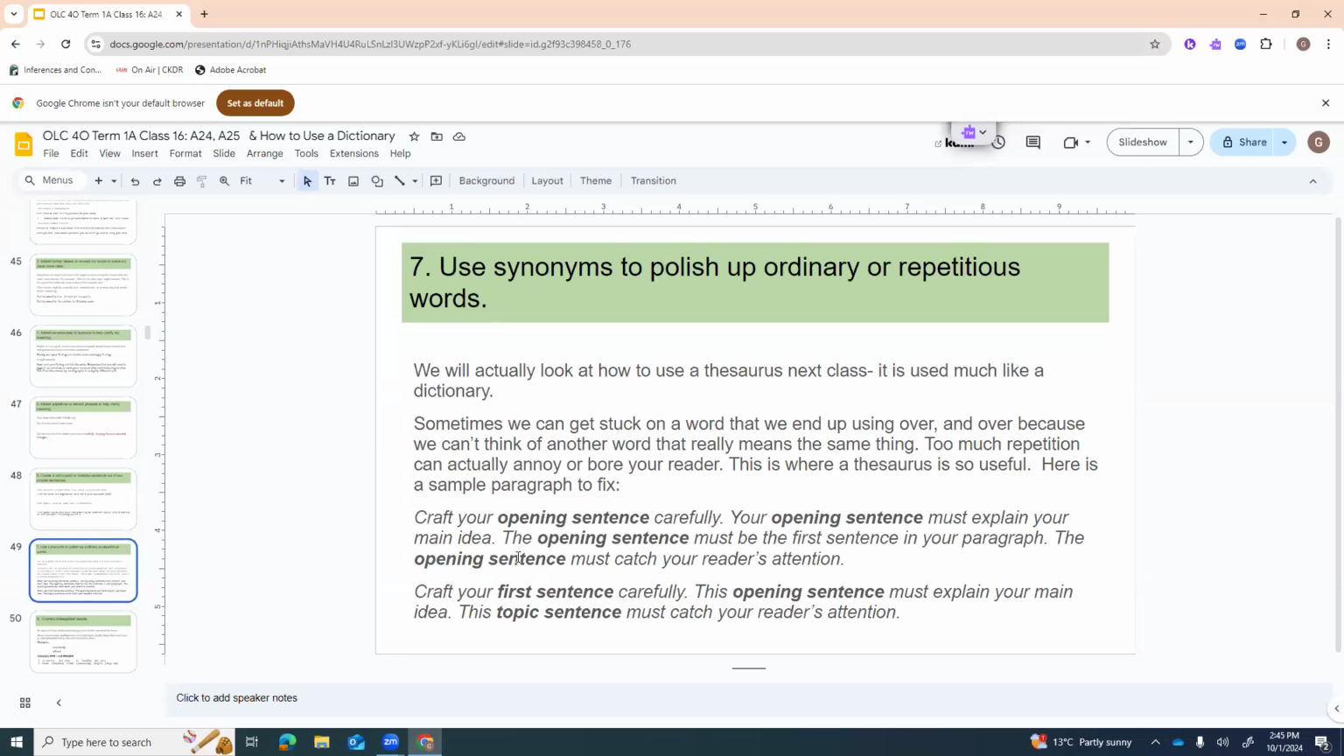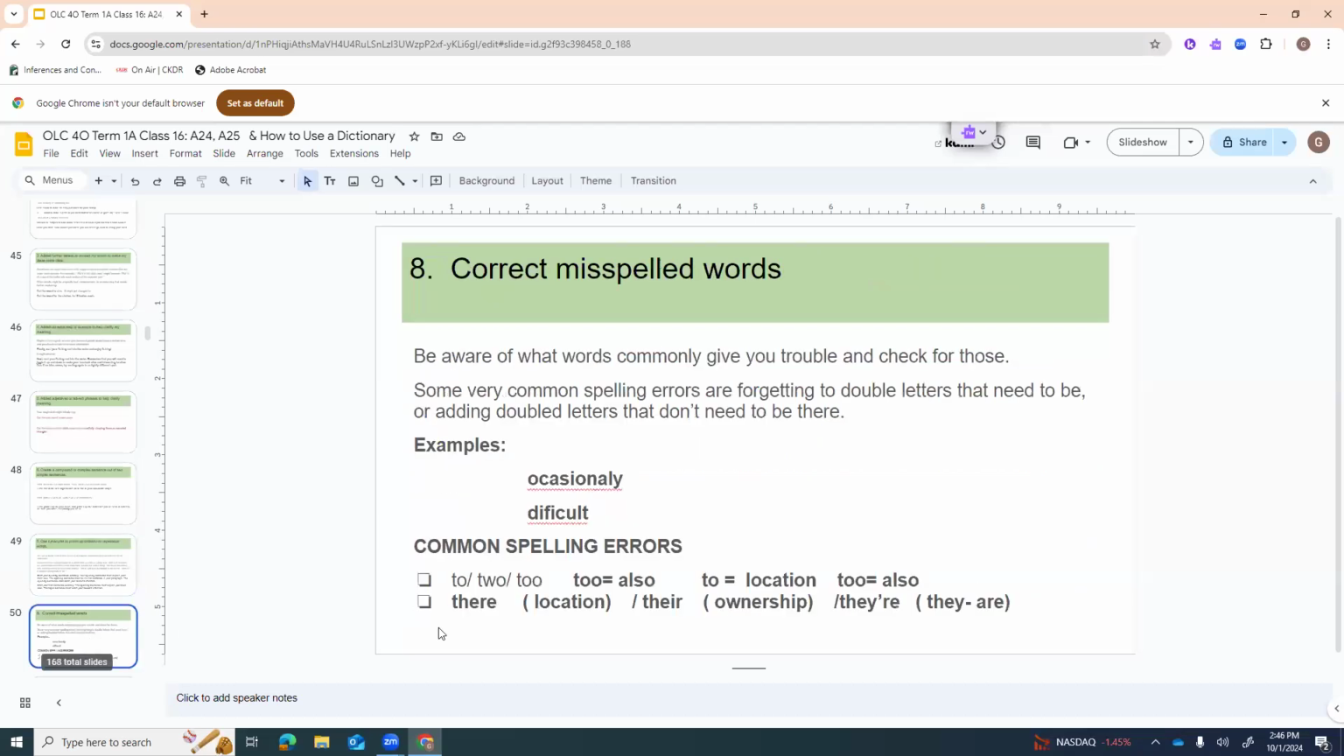This opening sentence must explain your main idea. This topic sentence must catch your reader's attention. I completely got rid of one whole sentence because the moment I said, craft your first sentence carefully, I've already told them it's going to be their first sentence. So I got first, opening, topic. They all have kind of the same meaning in this context. They wouldn't necessarily in another place, but they do here. So that's the kind of thing I'm looking for.